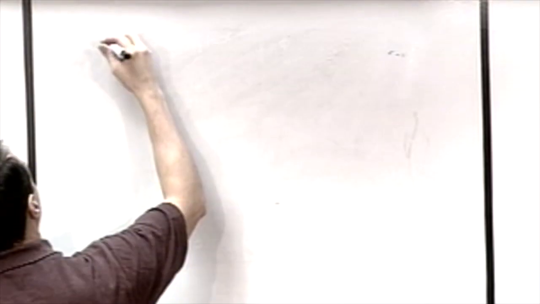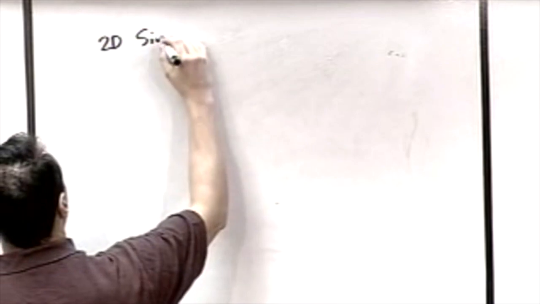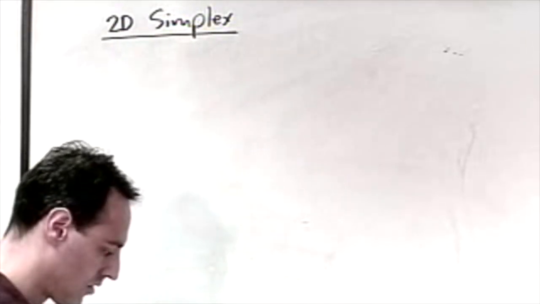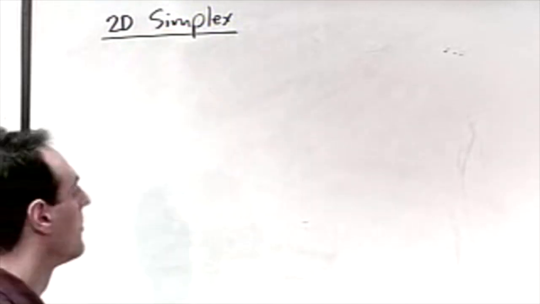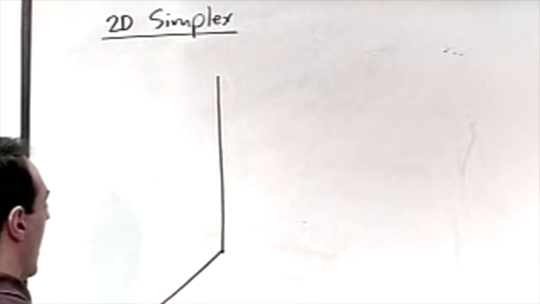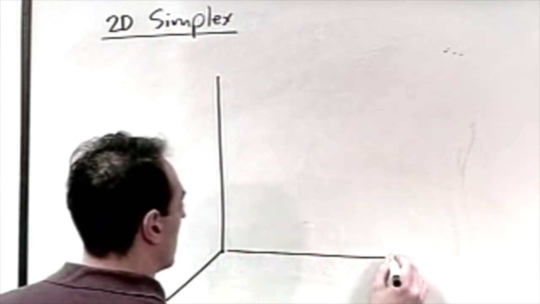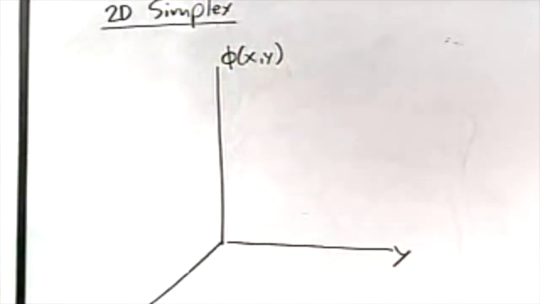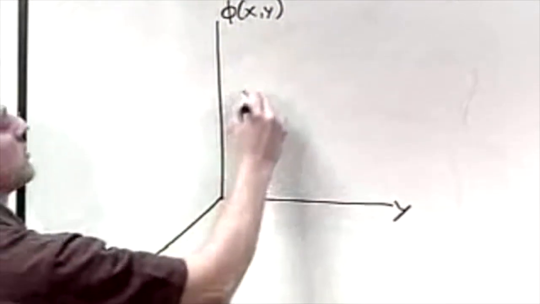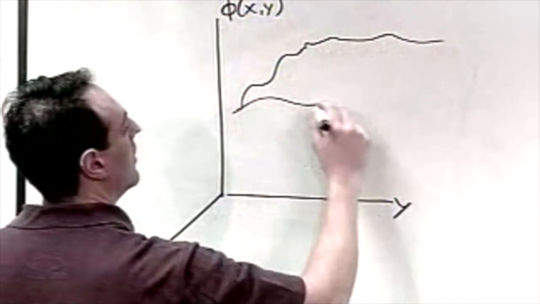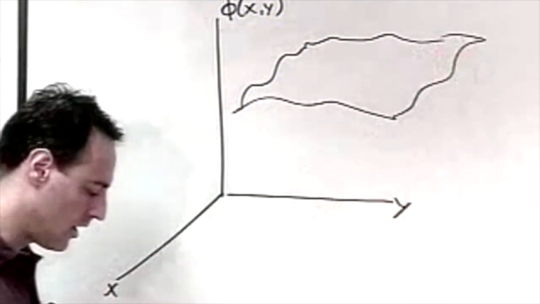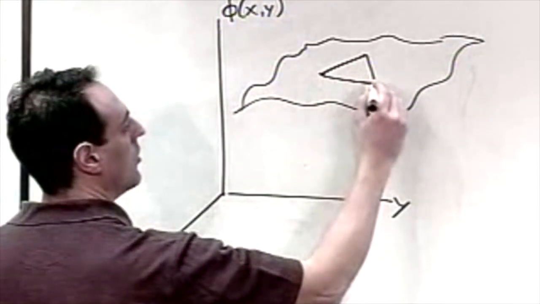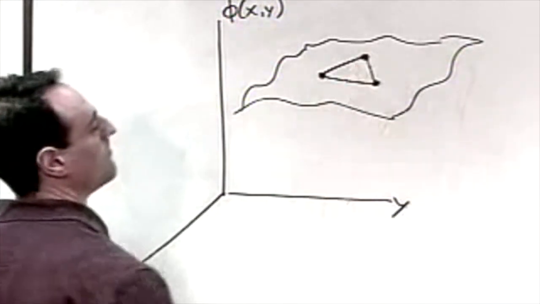So, 2D simplex. The idea here is, let's draw the same kind of picture we did before. Now we have x, y, and then we have our solution. There is some solution surface here, and what we're going to do is approximate some patch of this with a triangle, with a plane.